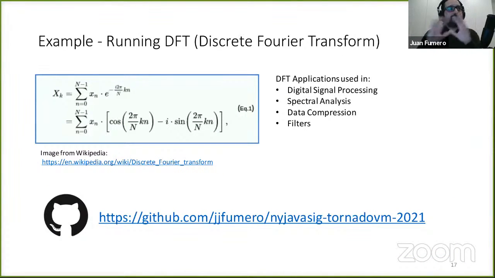Right, okay, enough theory, let's start with some practice, right? I'm going to show you one example, called the DFT, Discrete Fourier Transform. The reason I show you this code is that it's pretty simple, it's in Java, it's just a few lines of code, and it's easy to show performance as well. This application is widely used for digital signal processing, spectral analysis, data compression even, and so on. All the examples I'm going to show you today are available on GitHub.